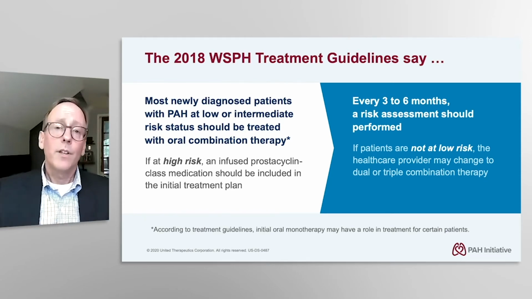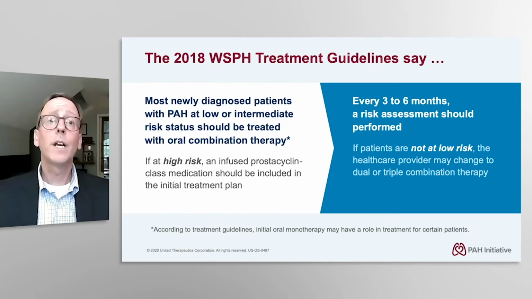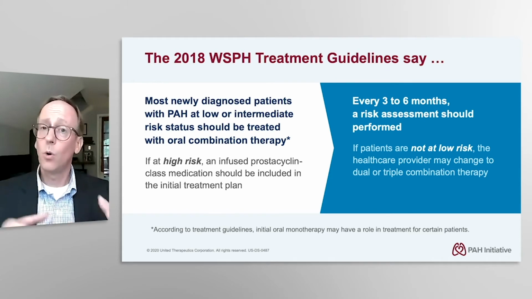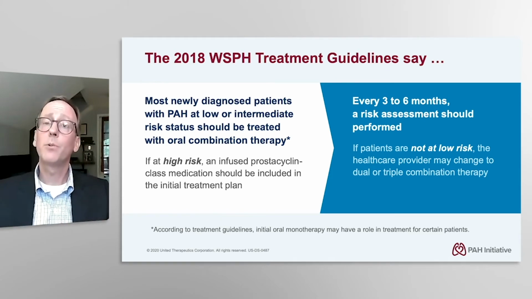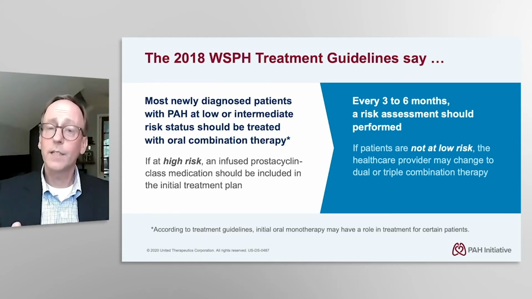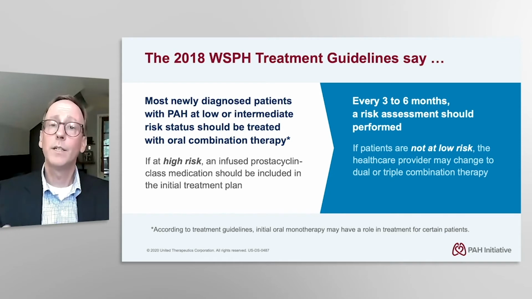Now, it's important that whatever point at which you start, so let's say you're on a dual oral combination, you're taking 2 medications by mouth, that every 3 to 6 months, to the right side of that panel, a risk assessment is performed. Now, if you were in intermediate risk status, which is not our goal, our goal is always low risk status, and you took dual oral combination therapy and you improved to low risk status, that suggests that we're on the right track and the effectiveness of the medications for you is moving in the direction we want it to be.